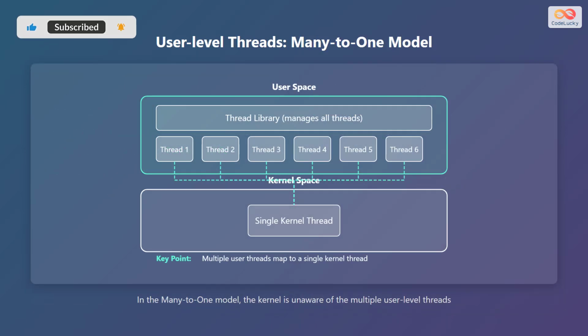This diagram illustrates the many-to-one model of user-level threads. In the user space, a thread library manages all the threads. These user threads are mapped to a single kernel thread in the kernel space. So here's the key point. Multiple user threads map to a single kernel thread. The kernel is unaware of the multiple user-level threads.